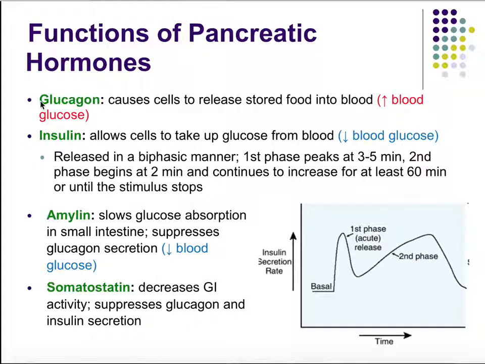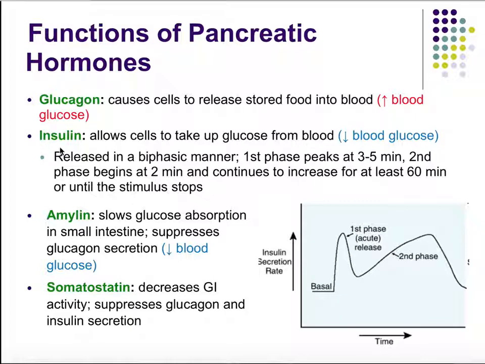So glucagon, again, is secreted by our alpha cell. It's easy to remember because glucagon has an A in it for alpha. It causes cells to then release stored foodstuff into the blood. So if we're looking at blood glucose, it's going to increase blood glucose levels. Insulin, on the other hand, secreted by our beta cells, allows our cells to then take up blood glucose and then store it in our cells as glycogen. So it will cause a decrease in blood glucose levels.